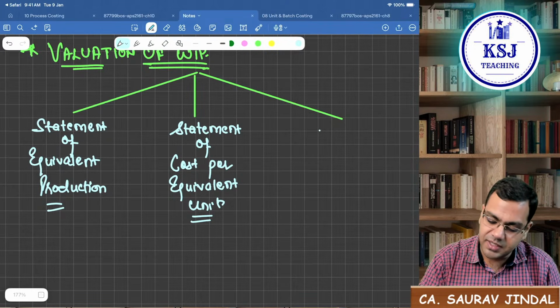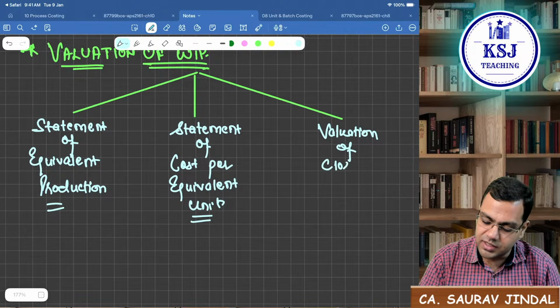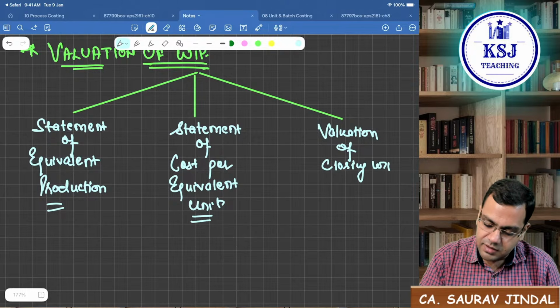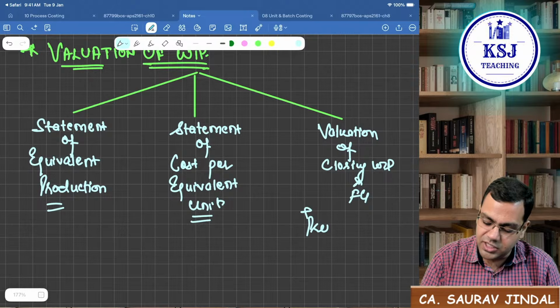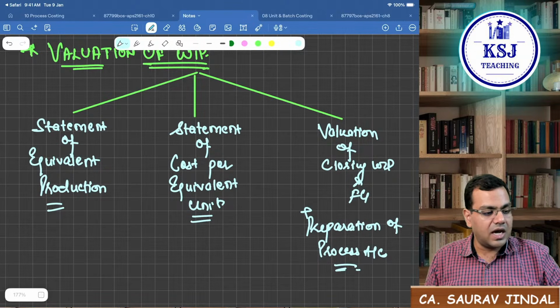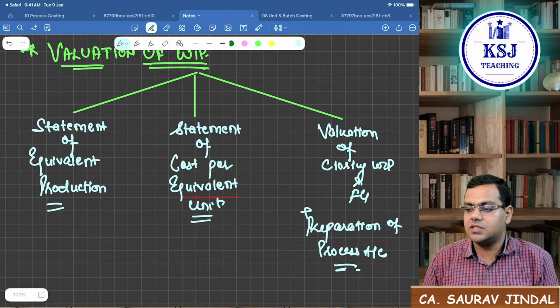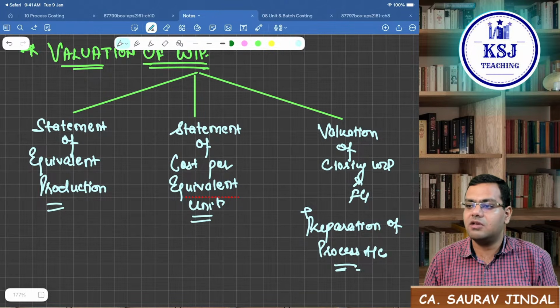The third step then is the valuation of closing WIP and FG, plus preparation of process account. Right, so these are the three steps normally what we take. Now first let's talk about what is your equivalent production.